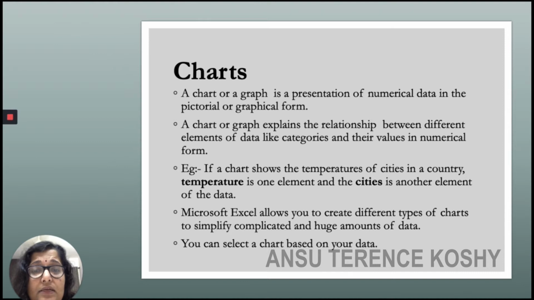If a chart shows the temperatures of cities in a country, temperature is one element and the cities are another element of the data. For example, if you are marking the change in temperature in 2 or 3 cities, then cities will come in one line of the chart and the temperature will be marked on the other axis. So it will give you an outline of which city has what temperature on a day by day basis by plotting through the graph.